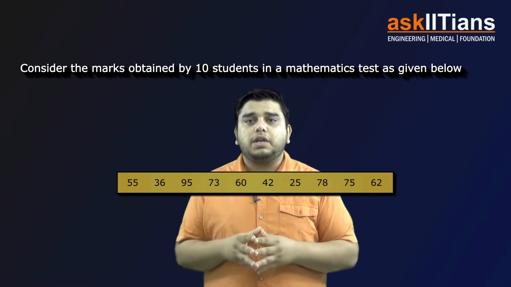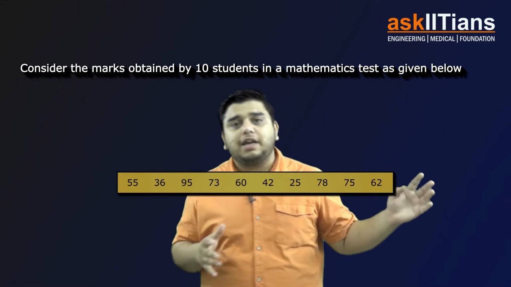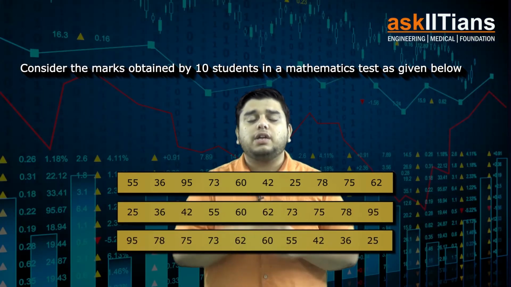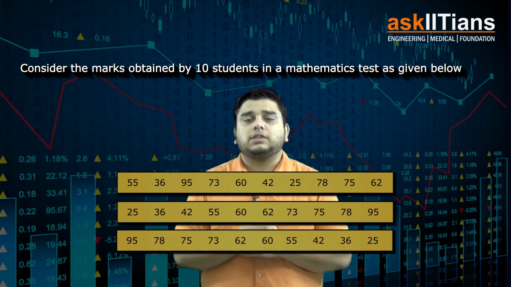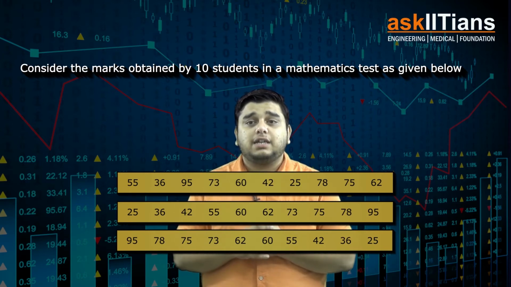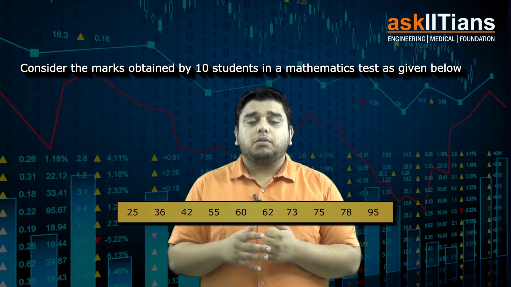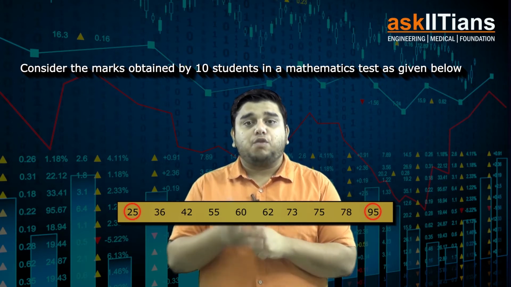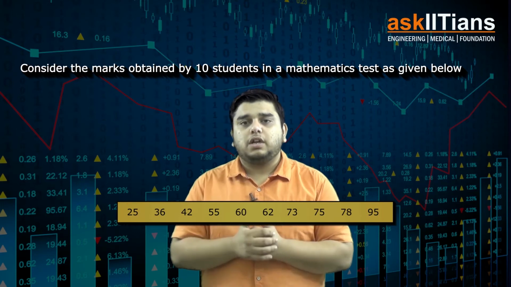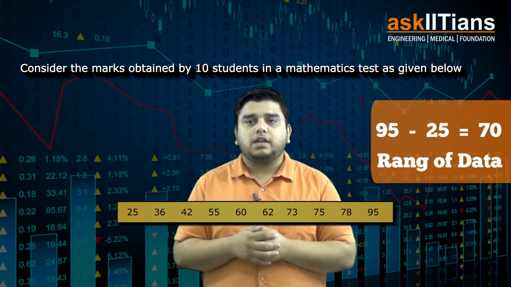So what you can do is you can arrange this data in ascending order or descending order. That way you would get to know the minimum and the maximum marks. From here we can clearly see that the highest marks is 95 and the lowest is 25. And if I want to know the difference of highest to lowest, it would be 70.